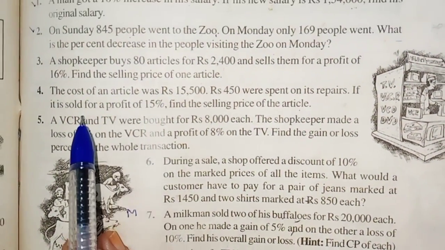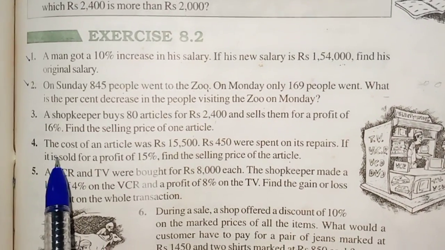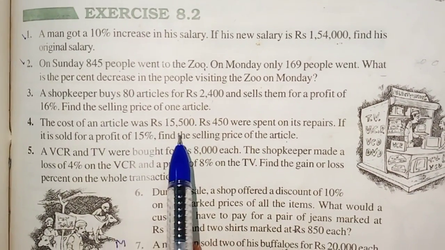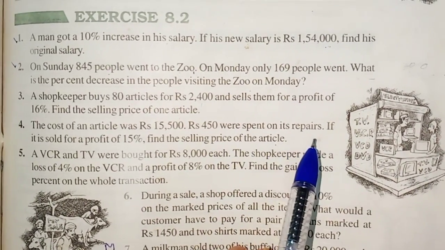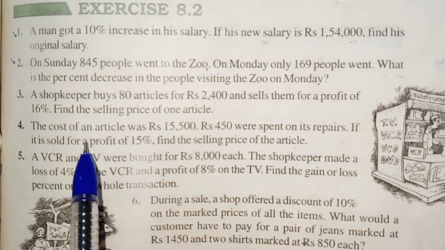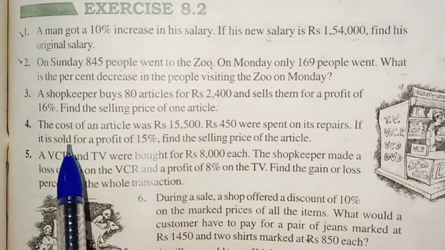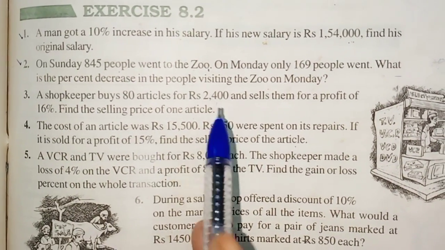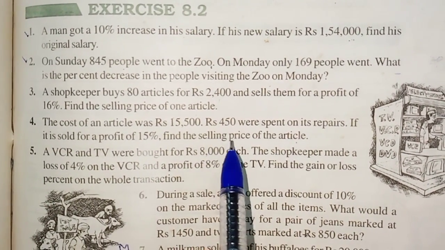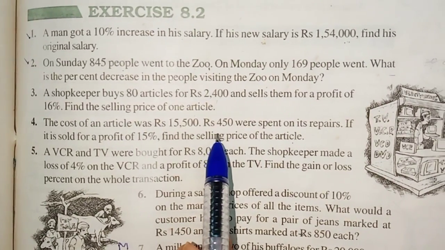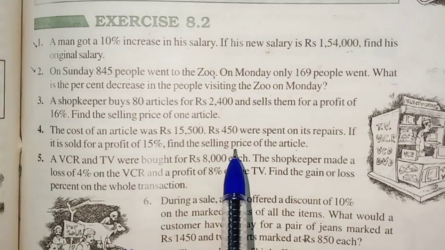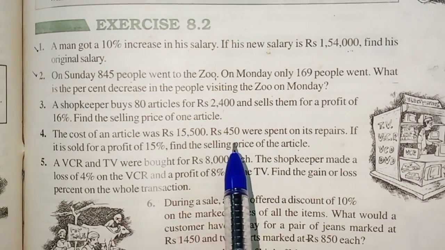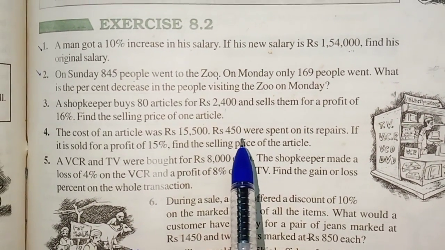Exercise 8.2, fourth sum. The cost of an article was 15,500. 450 rupees were spent on its repairs. So what is the CP of the article? That is the cost price of the article, 15,500. How much amount is spent on repairs? 450. So what is the total CP? You have to add both 15,500 and 450.